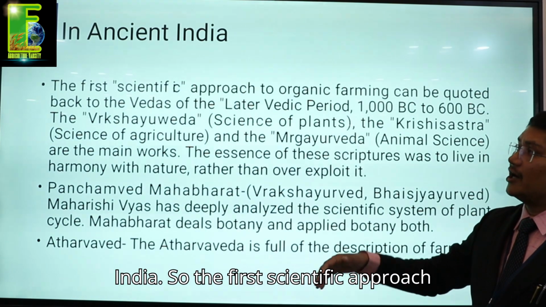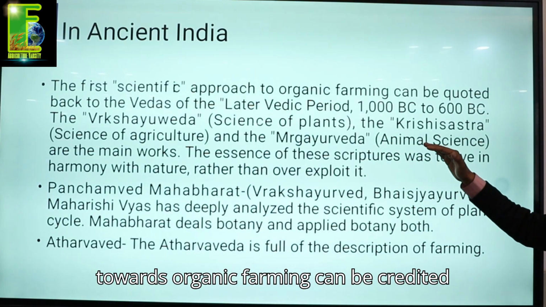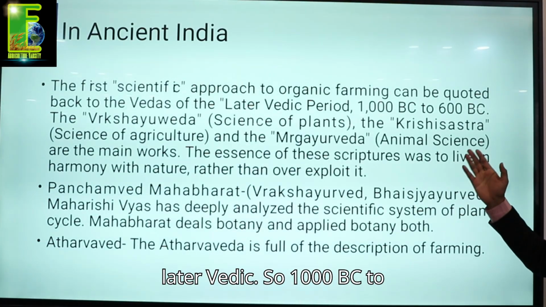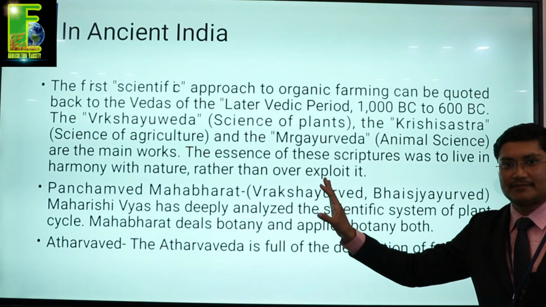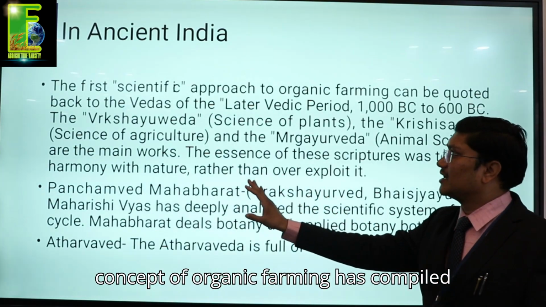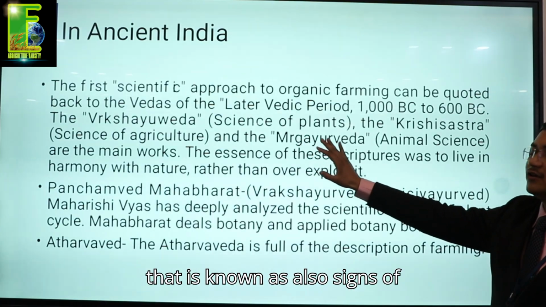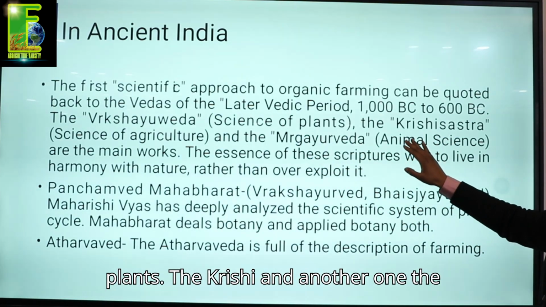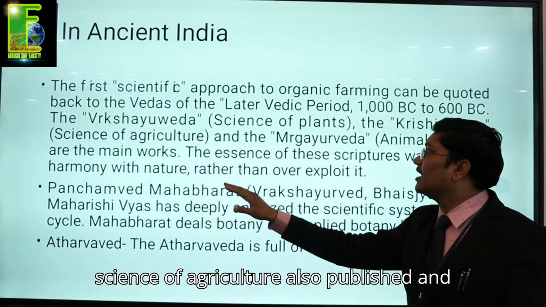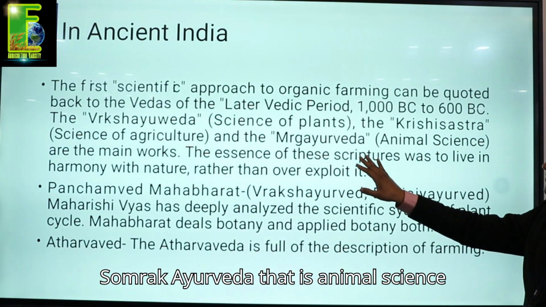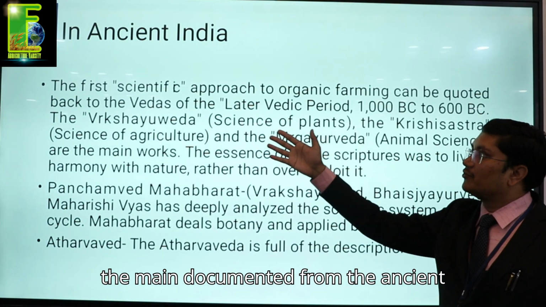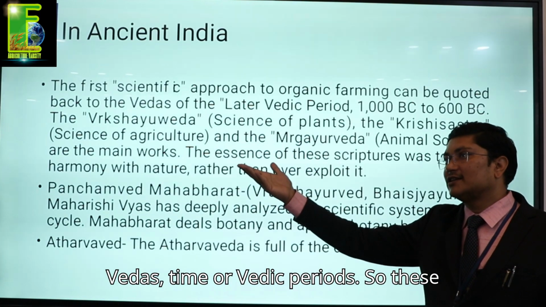The first scientific approach towards organic farming can be traced back to the Vedas and the later Vedic period. So from 1000 BC to 600 BC, the Vrikshayurveda. Vrikshayurveda is a scientific documentation where many concepts of organic farming were compiled, also known as the science of plants. Then the Krishi Shastra, the science of agriculture, and the Mrigayurveda, which is animal science, are the main works. These are the main documents from the ancient Vedic periods.